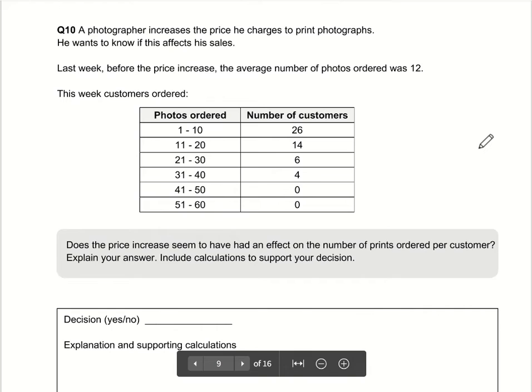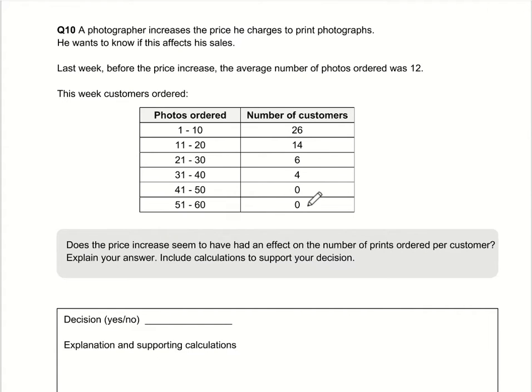Question number 10. Okay, so what we need to do here is work out the mean. The average before was 12. So what I'm going to do is, we've got 26 customers who ordered between 1 and 10. They might all have ordered 1, they might all have ordered 10, we'll never know. So our best estimate, so we're working at an estimated mean, is that they all ordered halfway between 1 and 10. Now halfway between 1 and 10 is not 5, halfway between 0 and 10 is 5, halfway between 1 and 10 is 5.5. So to get there, just add the two numbers.